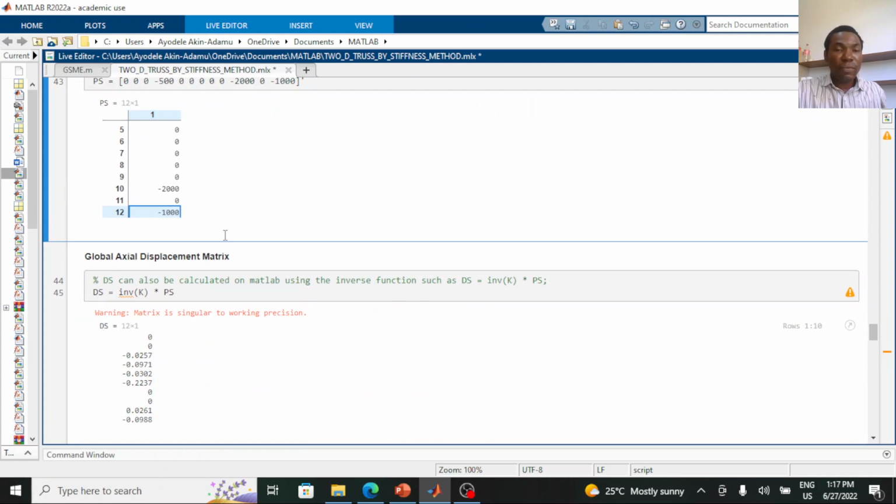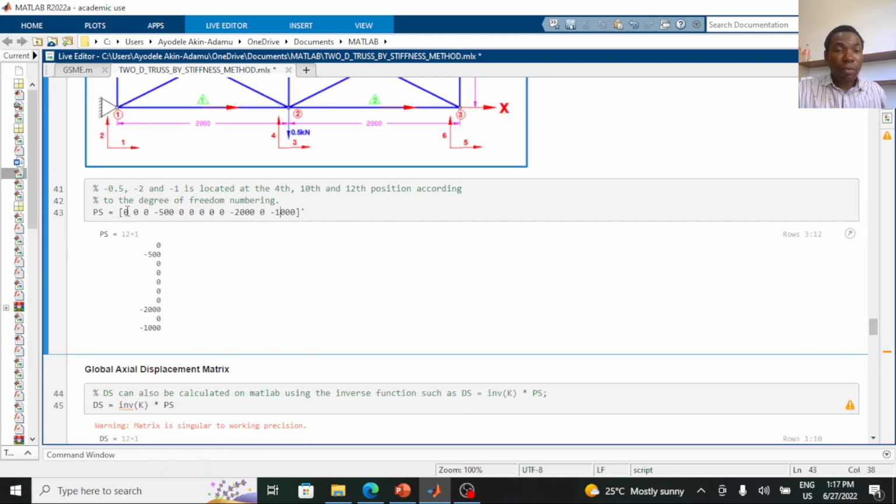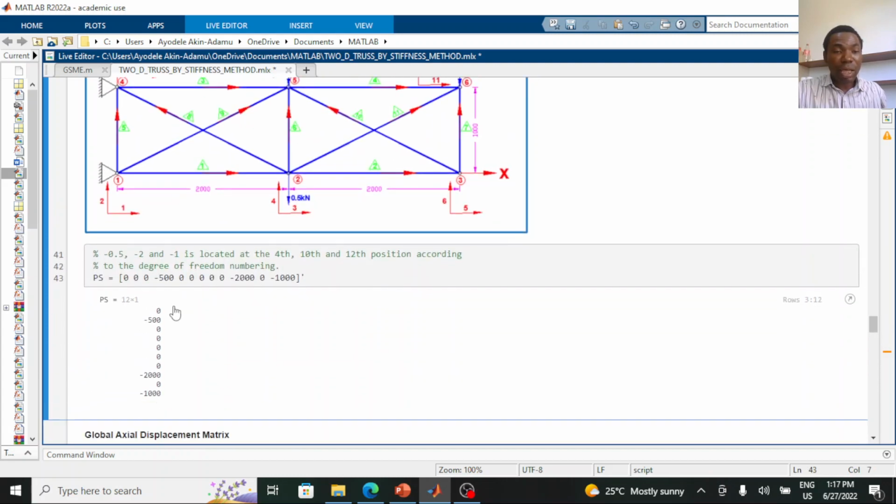So now we have defined it. At other positions, we don't have any force, so that's why you see 0 at other points. 0 at degree of freedom 1, 2, 3. At 4, it is minus 500. At 5, 0. 6, 7, 8, 9, 0. At 10, minus 2000. At 11, 0. At 12, minus 1000.